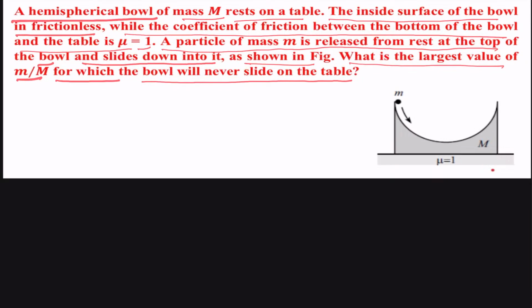We have a hemispherical ball whose mass is given as M, and you can see a particle whose mass is small m. There is no friction between the mass m and the ball, but there is friction between the ball and the table, and the value of this coefficient of friction is given to us as 1. Okay, we have to keep this in mind.